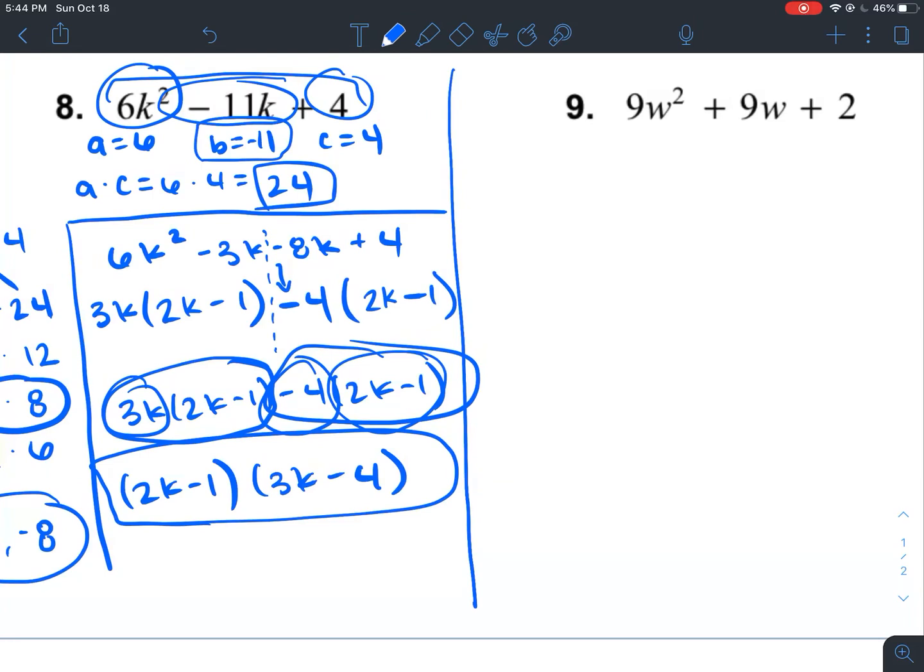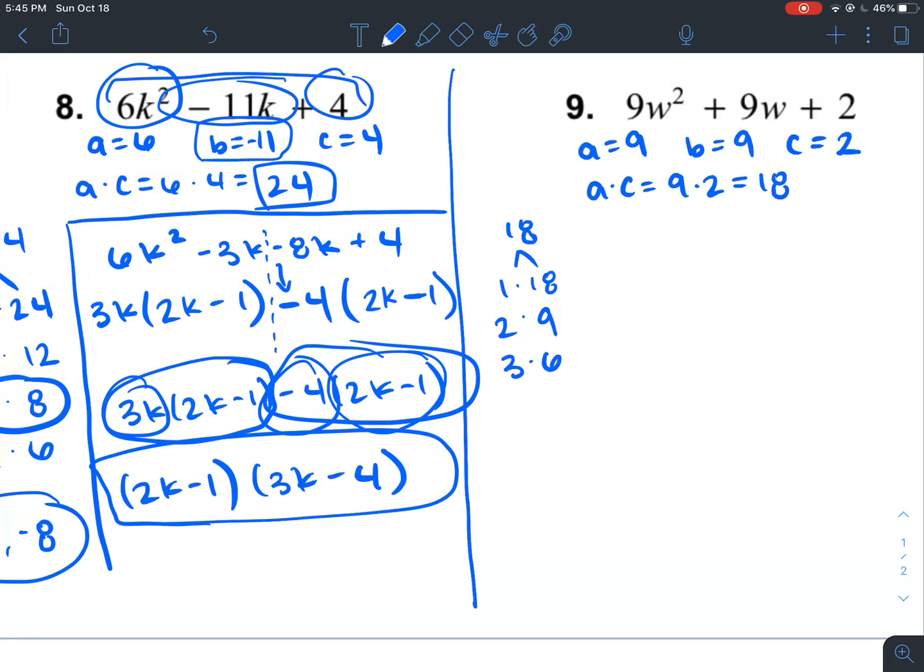So for number 9, let's write A, which is equal to 9, B, which is equal to 9, and C, which is equal to 2. A times C is equal to 9 times 2, which is equal to 18. So we need to find two numbers that multiply to be 18 and add to be 9. So factors of 18 are 1 and 18, 2 and 9, 3 and 6. So which of these pair of numbers add to be B, which is 9? That would have to be positive 3 and positive 6.